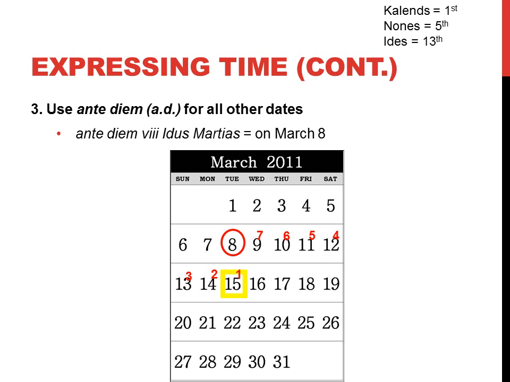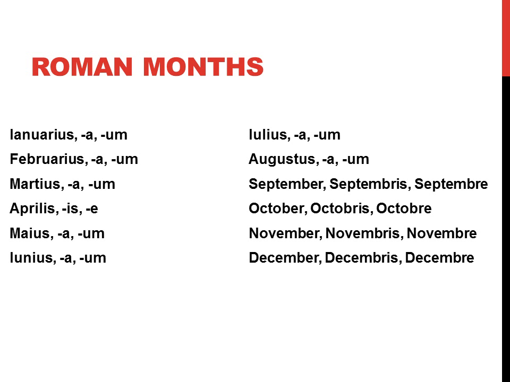How do we say March 8th? Ante diem VIII idus Martias. So if the Romans were starting to get ready for March Madness on or around March 8th, that's how they would do it. How about the months? Here they are, and they are adjectives because these need to agree with kalends, nones, or ides, or other nouns as we may use them in translating.